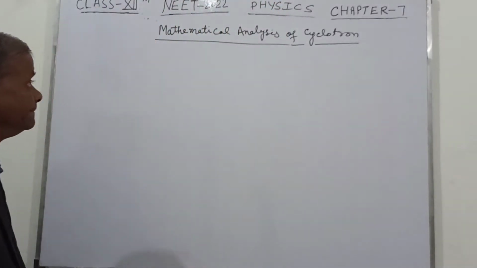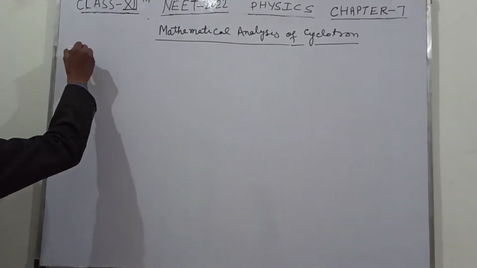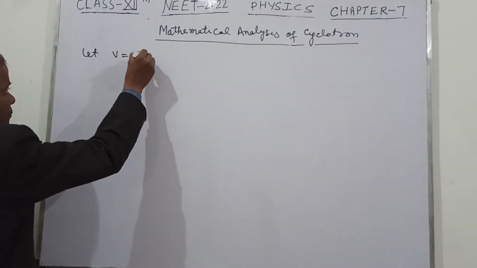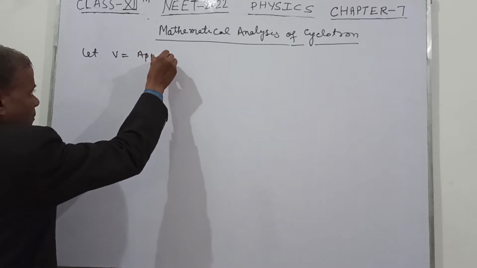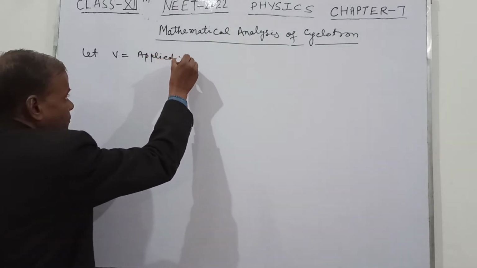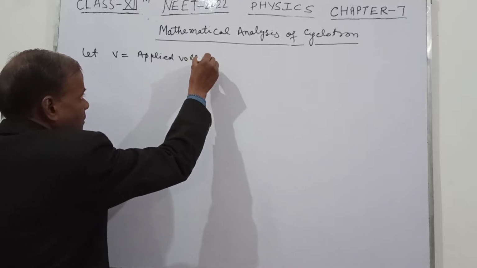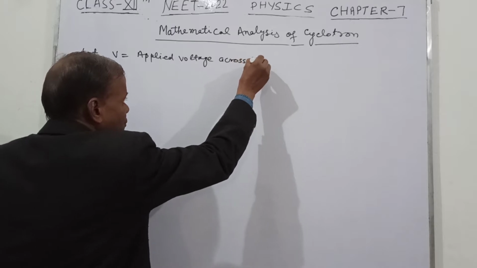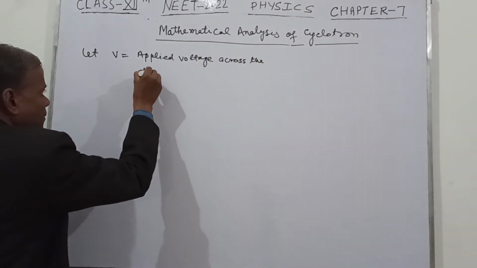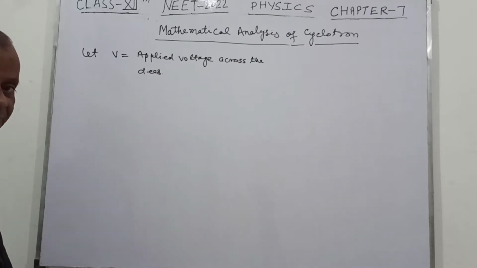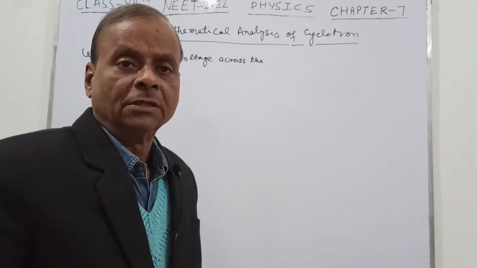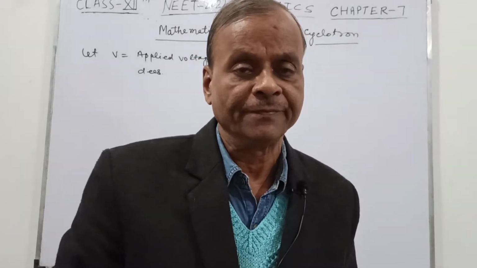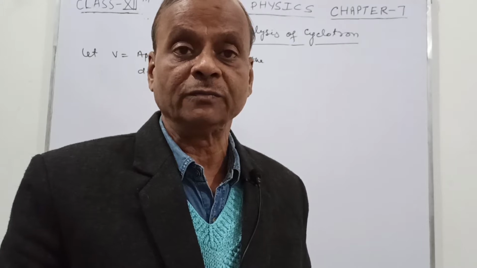So now let V equal to the applied voltage across the D's. I told you that a radio frequency or alternating voltage is applied across the dees and the particle gains the energy from this electric field.